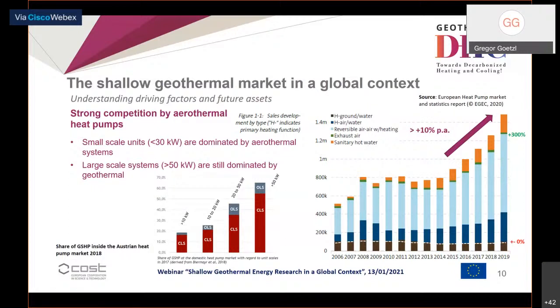But if you look at the different capacity ranges, and we have good numbers from Austria, there's a very detailed statistic available. What you can see is that if you look at the large scale systems, so starting at 40 kilowatts, 50 kilowatts plus, then you see there's still the domination of ground source heat pumps because their efficiency, low level of emissions comes into place. But on the small scale units, it is, let's say, hard to compete at the moment with aerothermal systems.